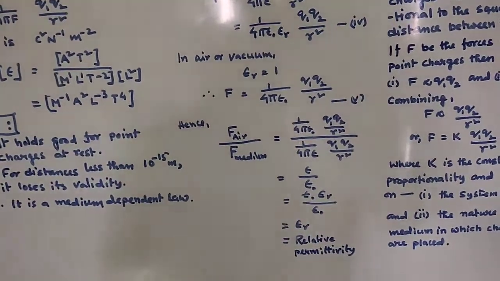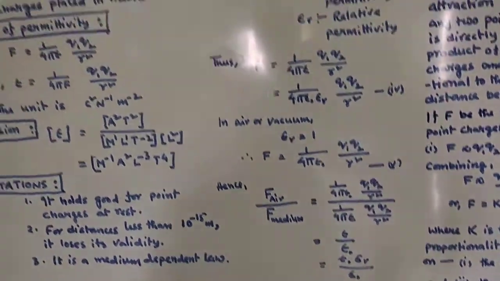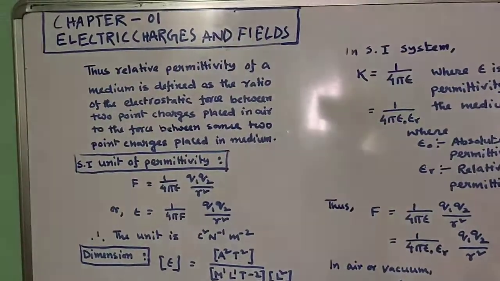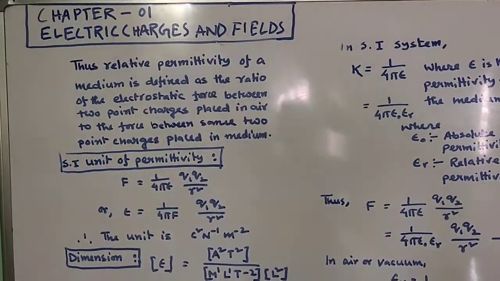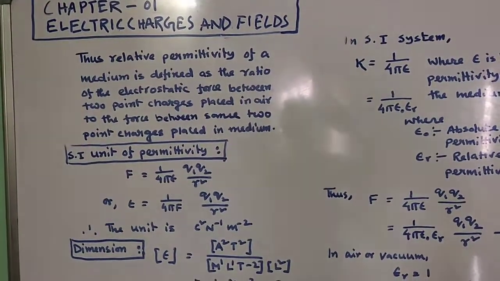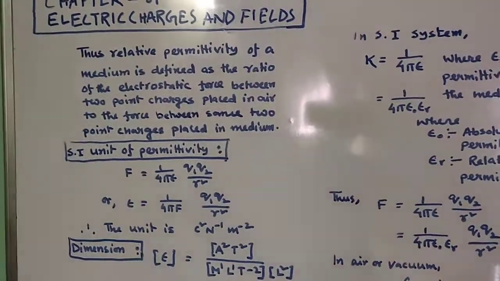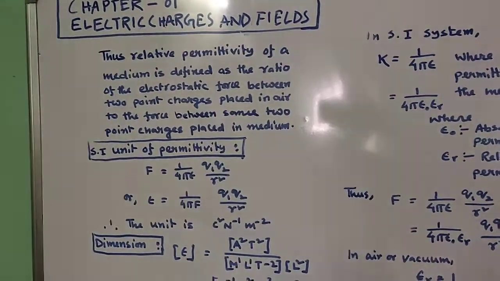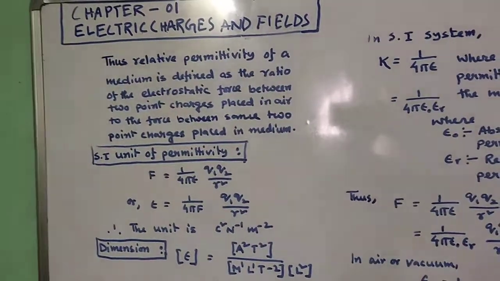Now from this F air by F medium, we are getting epsilon r, that is the relative permittivity, and we are trying to define the statement. So the statement is like this: the relative permittivity of a medium is defined as the ratio of the electrostatic force between 2 point charges placed in air to the force between the same 2 point charges placed in medium. So this is very simple, only the statement you have to write from the expression.